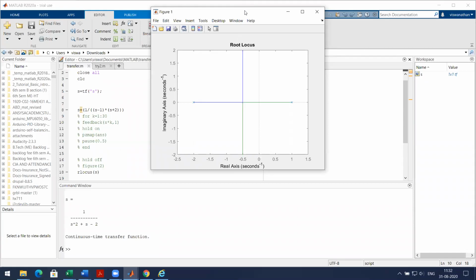In the previous classes, you have discussed this root locus and the pole zero map. So today we'll see how we are able to get this root locus. So what is root locus basically? What does it give? What have we understood by root locus plot?